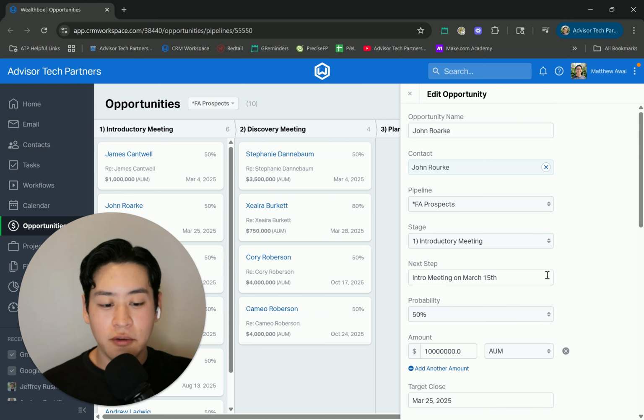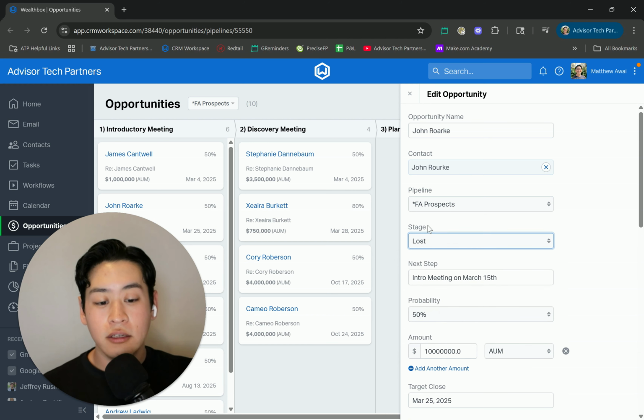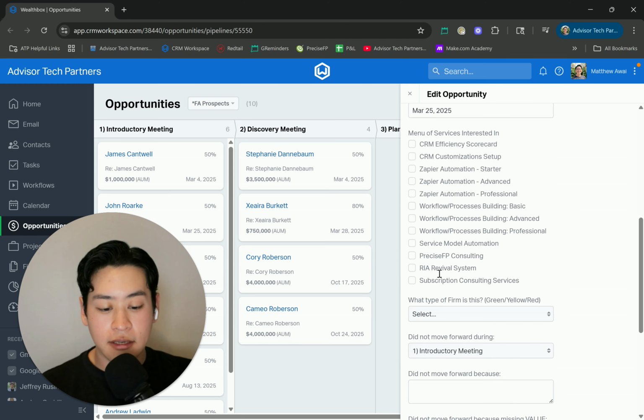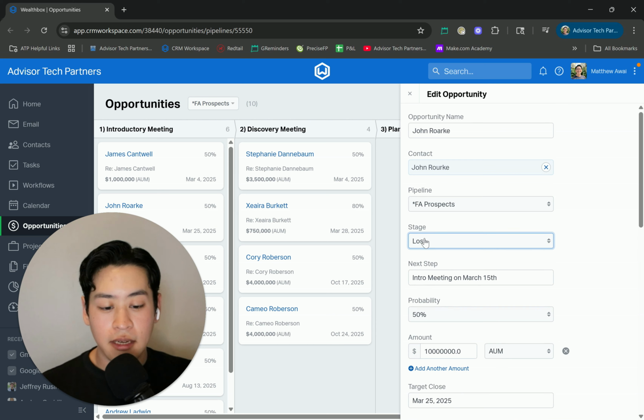And the last thing that we're going to want to do here, if we want to close lost this, is just make sure that we kick John out of the stage here to lost. And then again, we're identifying that he did not move forward during this specific meeting. So whether he didn't schedule with us, whether he just canceled the meeting, whether it was any other scenario where he wasn't going to actually have this discovery meeting, we're going to make sure that we're marking in our CRM, in this individual opportunity, that he didn't move forward during or after this introductory meeting. And then again, stage lost.